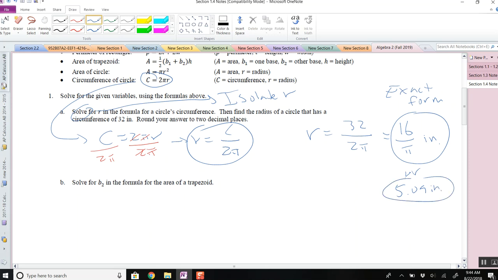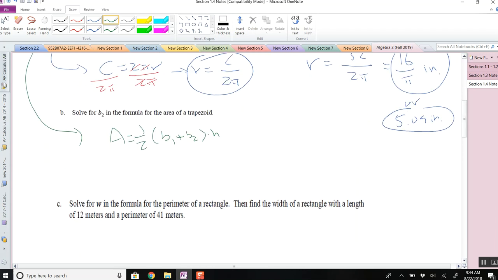Now, let's look at part B. You're asked to solve for B2 in the formula for area of a trapezoid. Well, area of a trapezoid is right there. So A equals 1/2 times B1 plus B2 times H. So I'm probably going to multiply both sides by 2 first, just to get rid of the 1/2. And then I'm going to divide by H after that. So notice I multiply both sides by 2. Then I'm going to divide both sides by H.